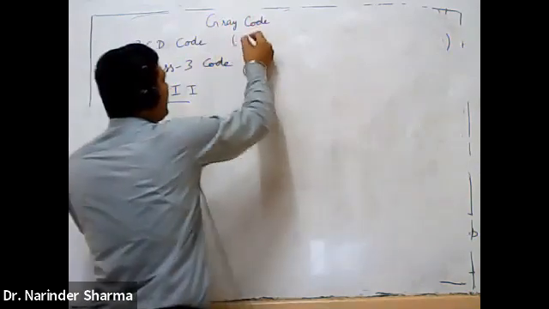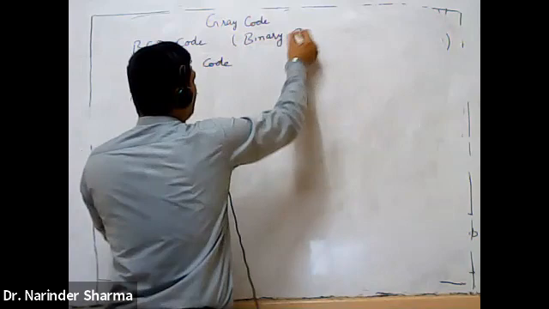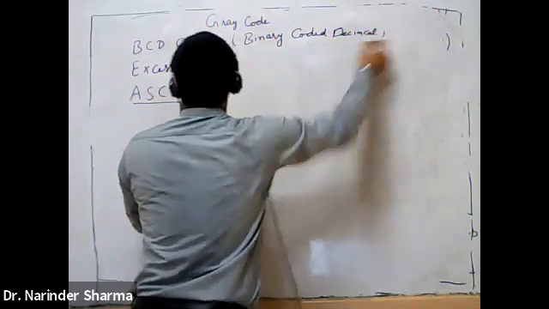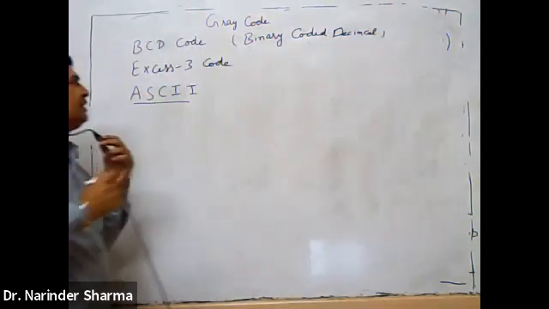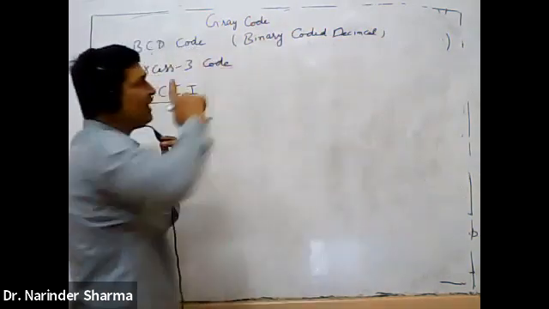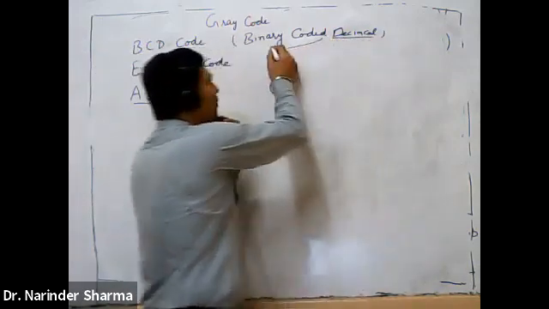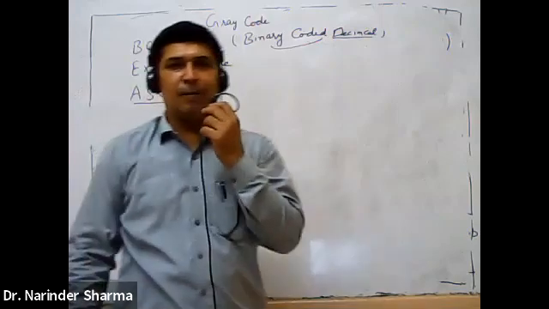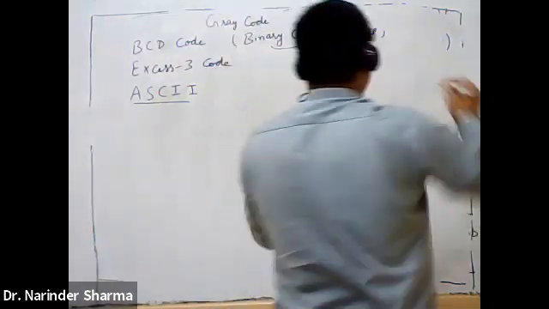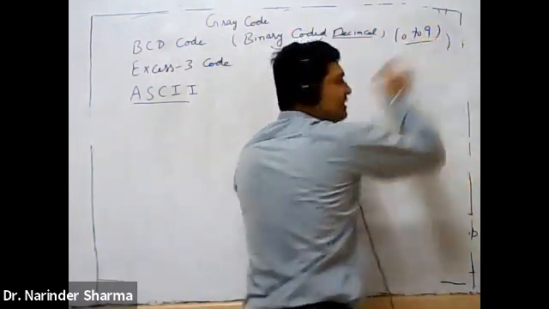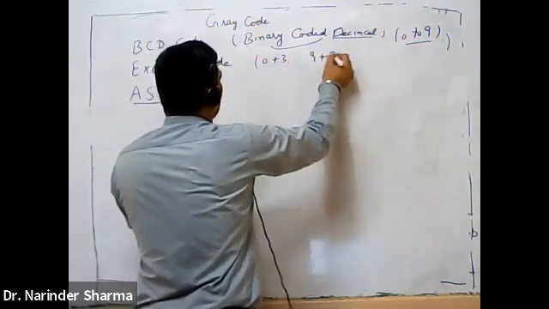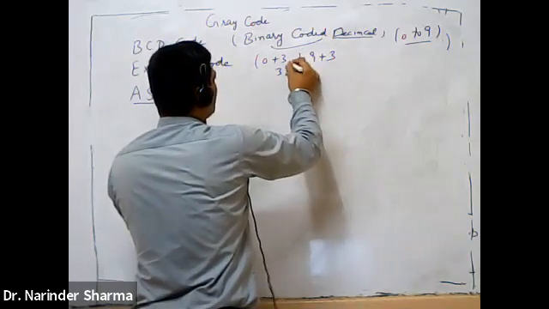BCD stands for binary coded decimal. As the name itself says, Excess-3 is a BCD binary number which is coded in the form of a byte. So we all know that we have decimal digits from 0 to 9, and we can compose any number by using these digits 0 to 9. So Excess-3 is 0 plus 3, 9 plus 3, meaning 3 to 12.